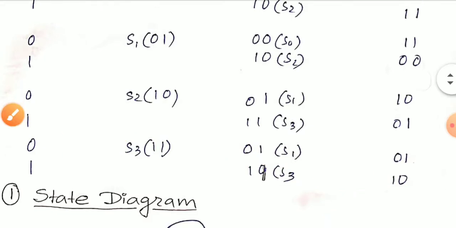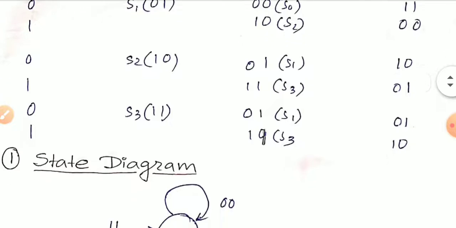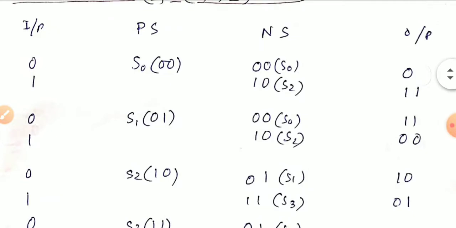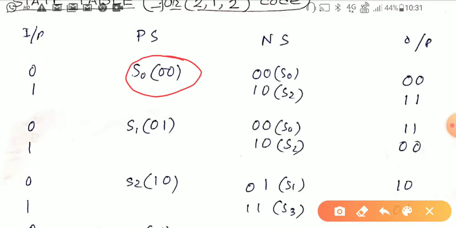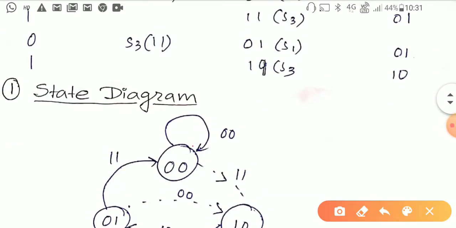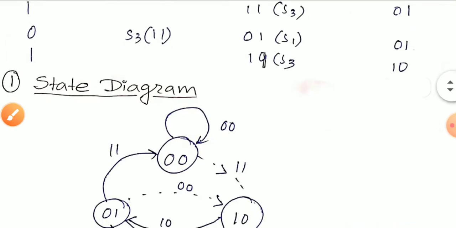So this is the state table for the 2 1 2 code, and now we check what the form of the state diagram is. Look, if you consider the first state, when you apply the input 0 to the present state 0 0, the next state also comes back as 0 0, that is, it comes back to the same state position.